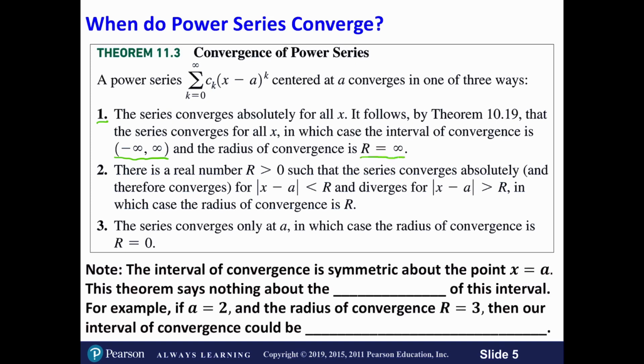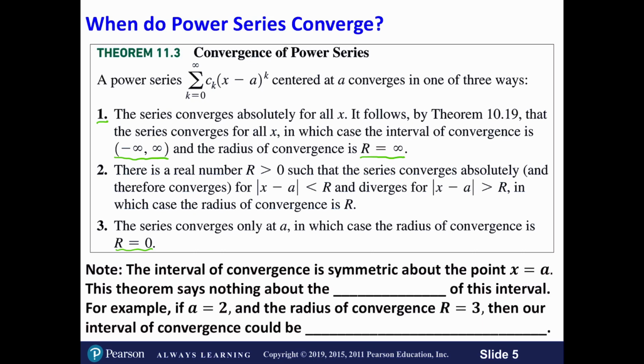Case 2 is that there is a real number R such that the series converges absolutely, and therefore converges, for the absolute value of x minus a less than R, and diverges for values of x such that the absolute value of x minus a is greater than R, in which case the radius of convergence is R. We'll talk about this case more on the next slide. And the third case is that the series converges only at a, in which case the radius of convergence is R equals 0.